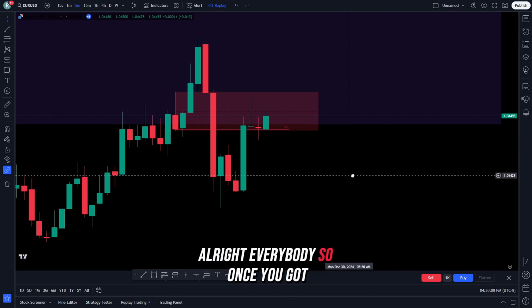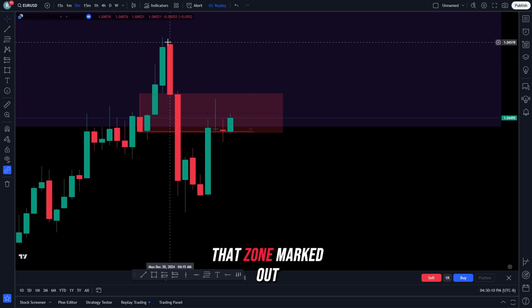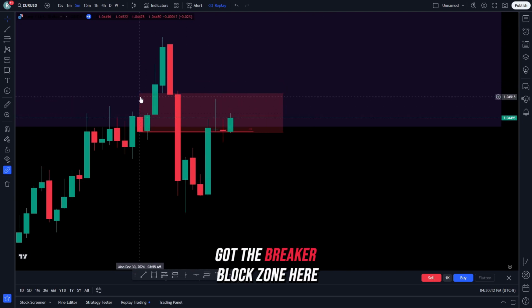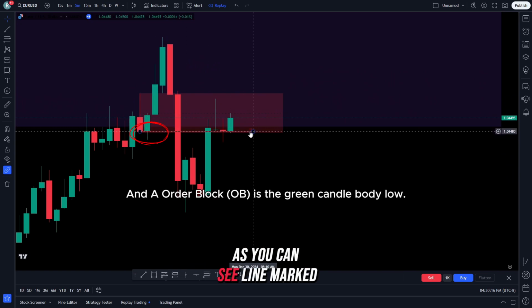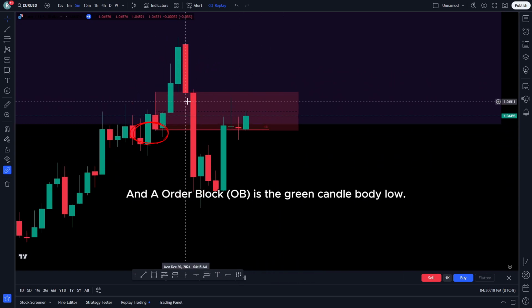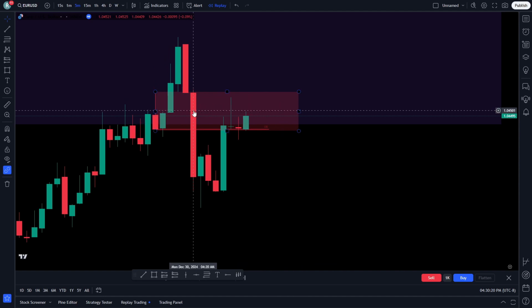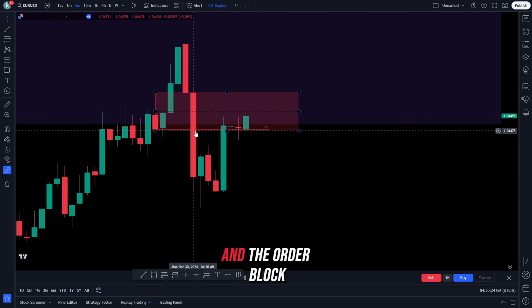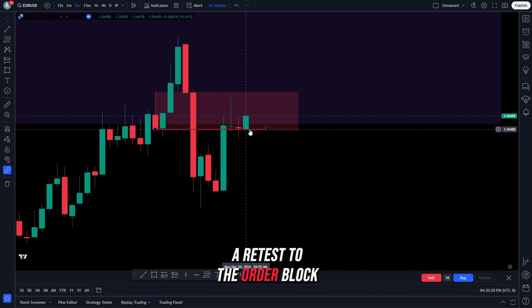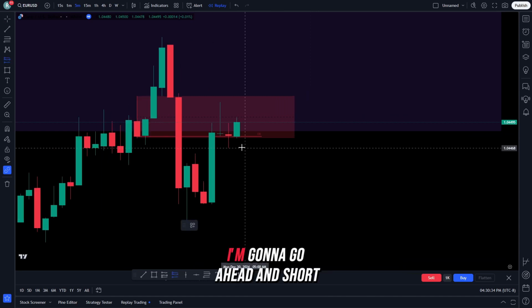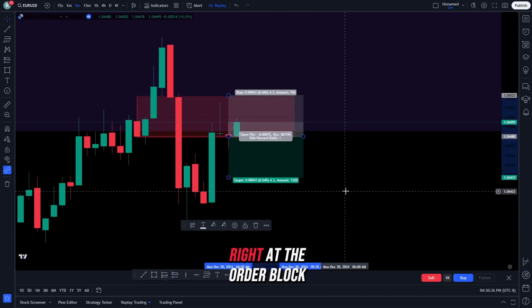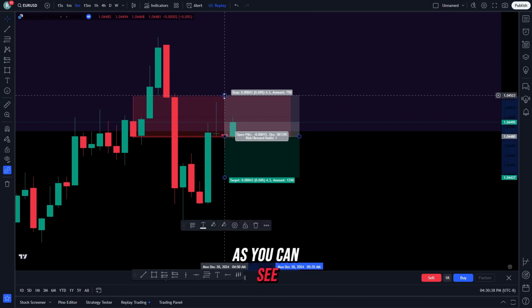All right, everybody. Once you've got that zone marked out, as you can see, you've got the breaker block zone here with the order block line marked out. Price, with this crazy big red candle, broke that breaker block and the order block. Now what we want, guys, is a retest of the order block, so then we can go for a short position. I'm going to go ahead and short right at that order block.